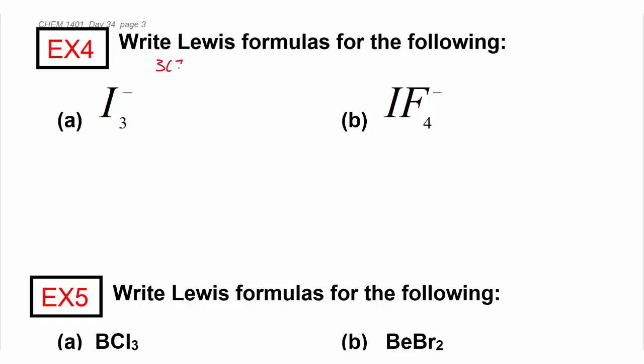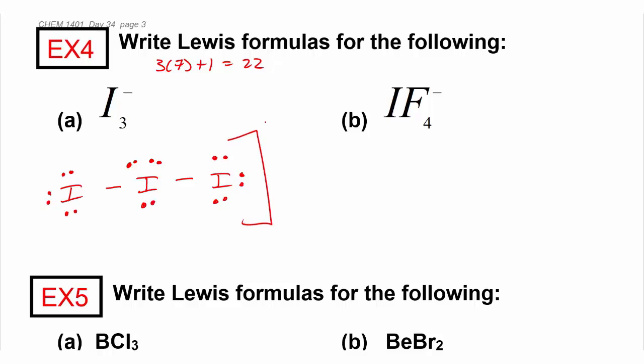Triiodide. 3 times 7 and an extra charge makes it 22 valence electrons. So I have iodine in the center, surrounded by other iodines. Make octets on the surrounding atoms. Anything left over, put on the center atom. 8 and 8 is 16. I have 6 left. 2, 4, 6. And the entire molecule has a -1 charge.